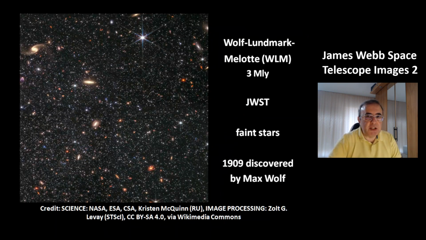This is a picture of the James Webb Space Telescope. It shows you the faint stars, and this dwarf galaxy was named after Max Wolf, who discovered this galaxy in 1909. But Lundmark and Melotte later recognized that it was a galaxy, and that's why this galaxy has this name, Wolf-Lundmark-Melotte Galaxy.